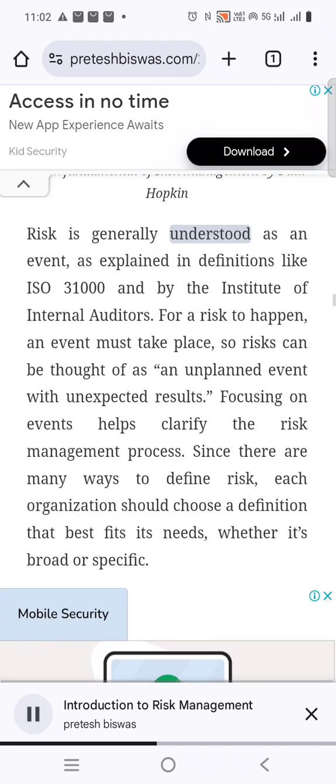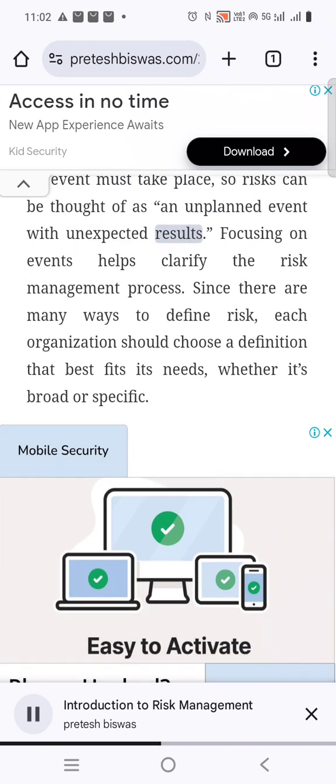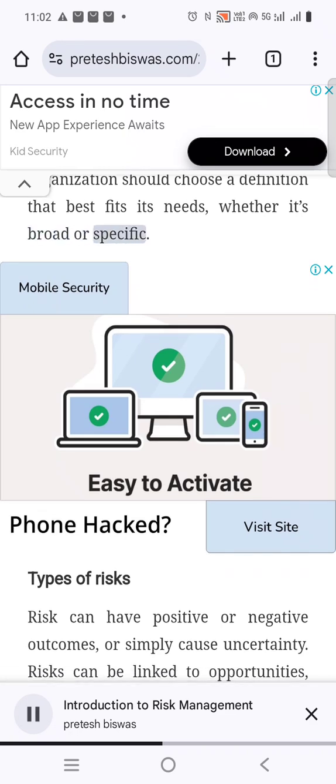Risk is generally understood as an event, as explained in definitions like ISO 31000 and by the Institute of Internal Auditors. For a risk to happen, an event must take place, so risks can be thought of as an unplanned event with unexpected results. Focusing on events helps clarify the risk management process. Since there are many ways to define risk, each organization should choose a definition that best fits its needs, whether it's broad or specific.